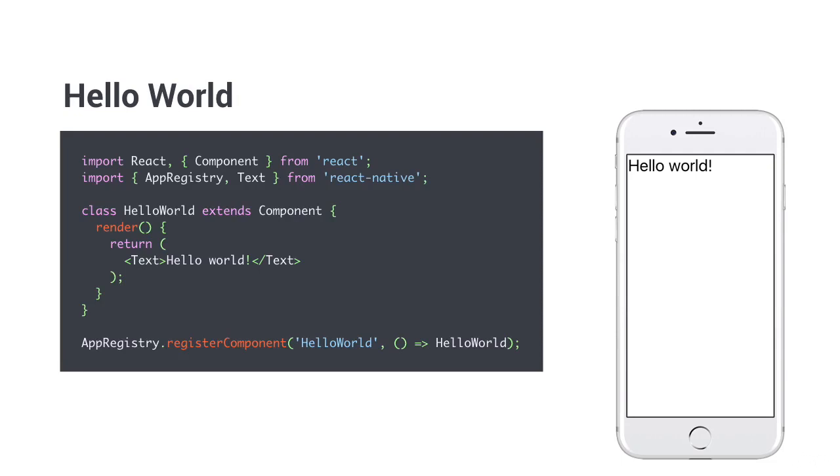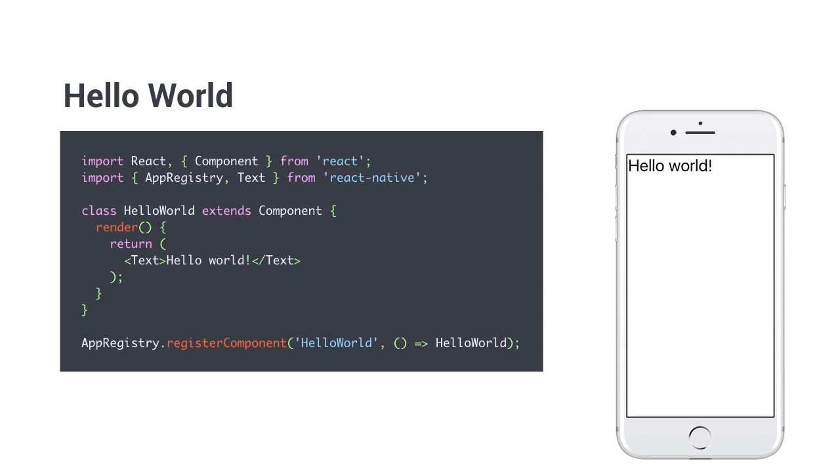Let's look at the simple Hello World example. You define your component using ES6 syntax by importing the component class from React and extending it with our Hello World class. Each component you create must have a render function that uses JSX syntax to return markup.